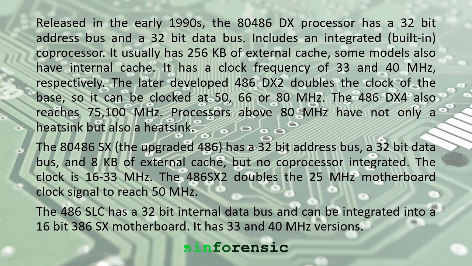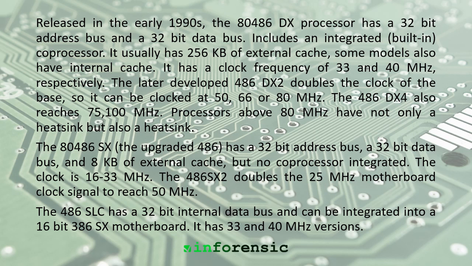Released in the early 1990s, the 80486DX processor has a 32-bit address bus and a 32-bit data bus. It includes an integrated, built-in coprocessor. It usually has 256 KB of external cache, and some models also have internal cache. It has clock frequencies of 33 and 40 MHz, respectively.